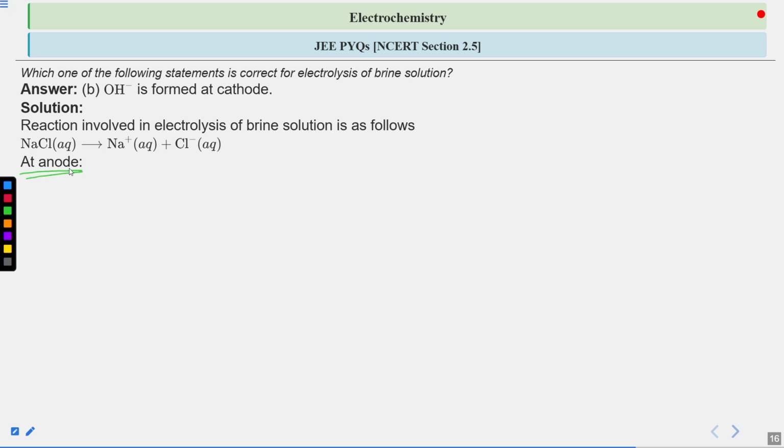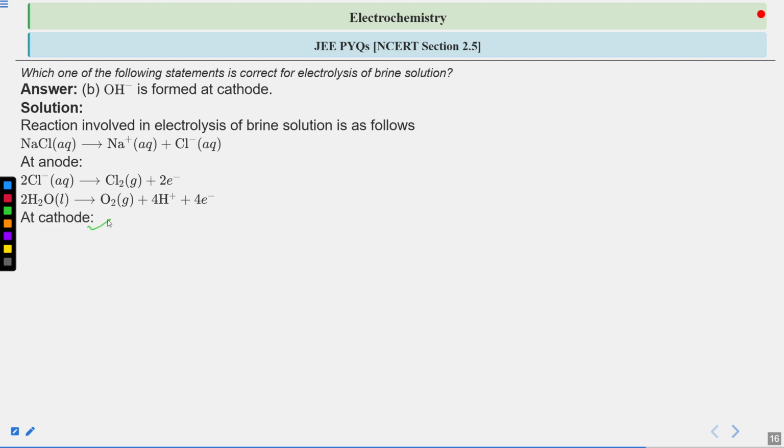Now at the anode, the two chloride ions give Cl2, that is chlorine gas, and two electrons. So the two chloride ions give chlorine gas and also produce two electrons. Similarly, at the anode the H2O molecule dissociates into oxygen gas and also produces 4 hydrogen ions and 4 electrons.